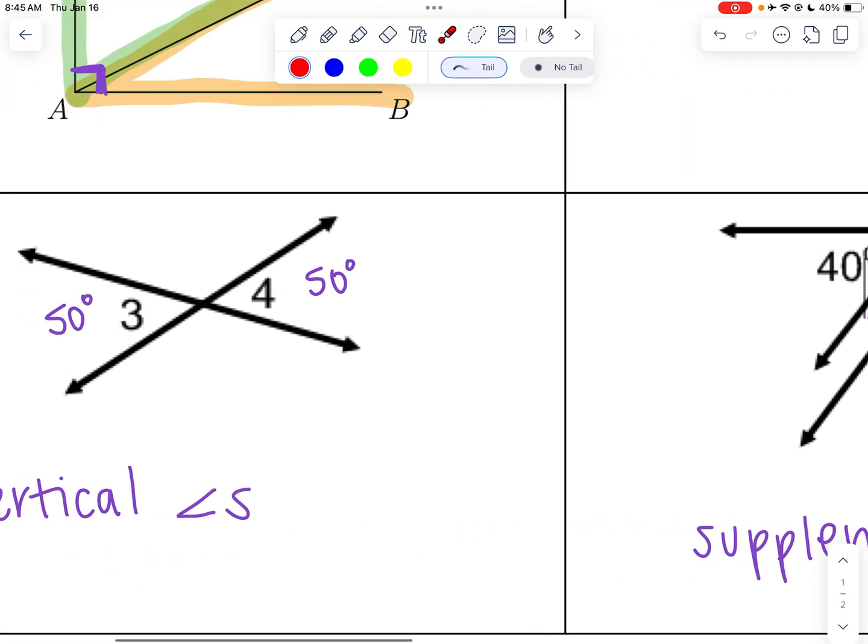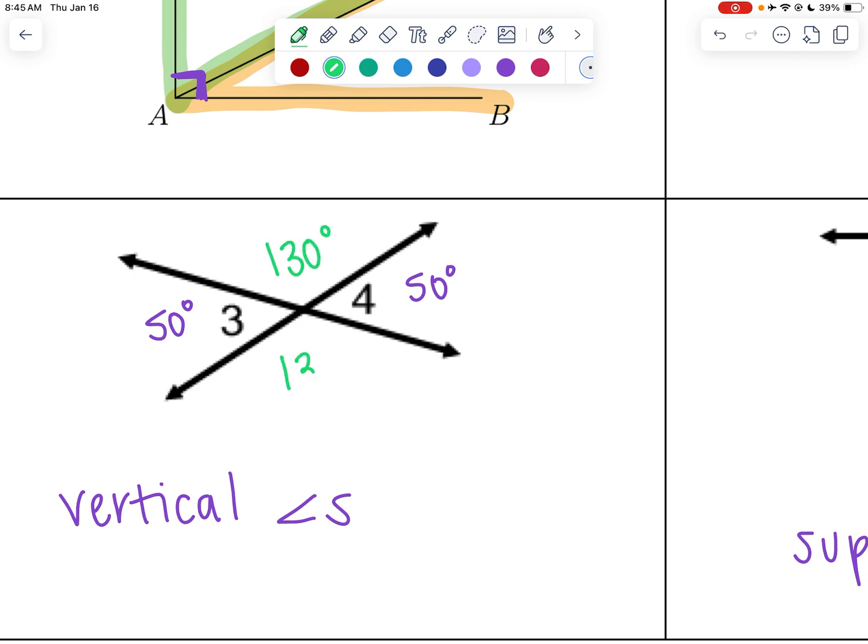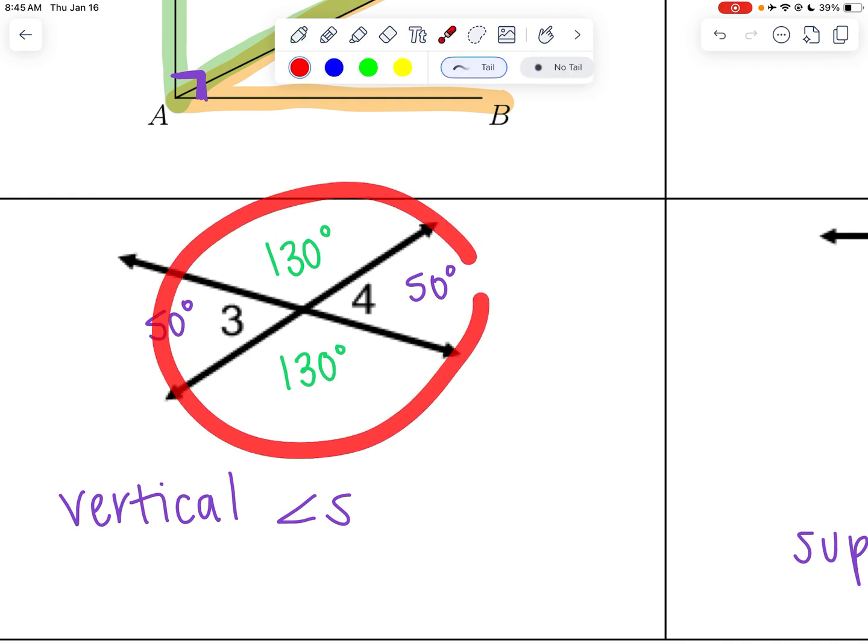So going back to over here, if this is 50 and this is 50, the ones next to each other make a linear pair and should add up to 180. So what's 180 minus 50? And if you said 130, you're right. So that one would be 130, and so would be the one across from it because those have to balance each other out. And all four would have to add up to 360.